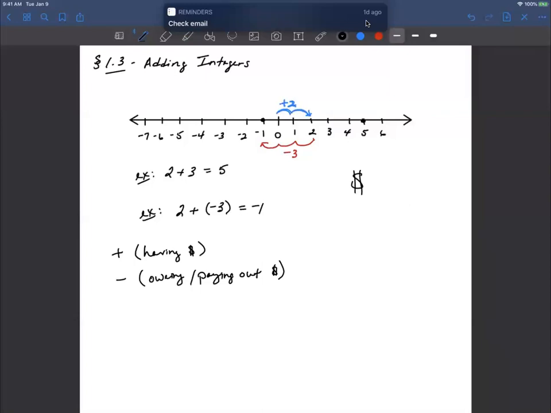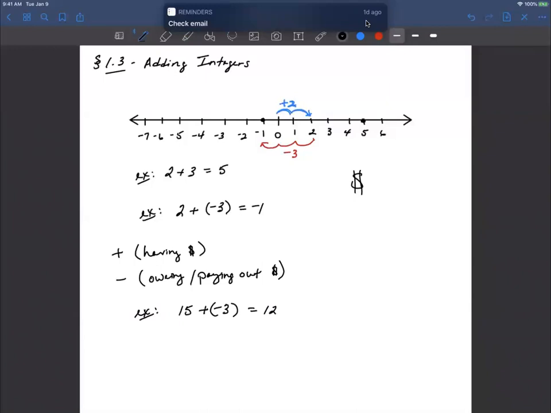So let's take another example that won't fit on our number line. Let's look at 15 plus negative 3. So I have $15 in hand. I owe someone, or I pay out, 3. How much money do I have left? Well, I have $12 left.